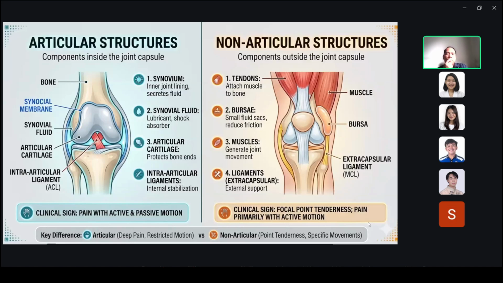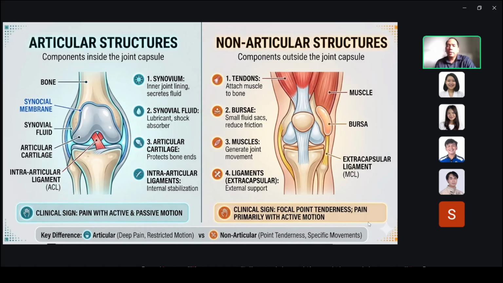So like in this image, we have the articular structures involving the bone, the synovial membrane, and the synovial fluid, the fluid inside, the articular cartilage, the intra-articular ligament. Compared to our non-articular structures of the knee, like the tendon that connects the bone to the muscle, the bursa, small fluid sacs that reduce friction, the muscles, the ligaments. Okay? So that is the difference between them.